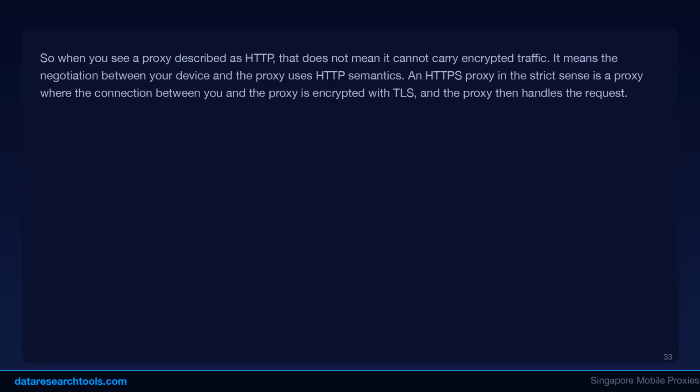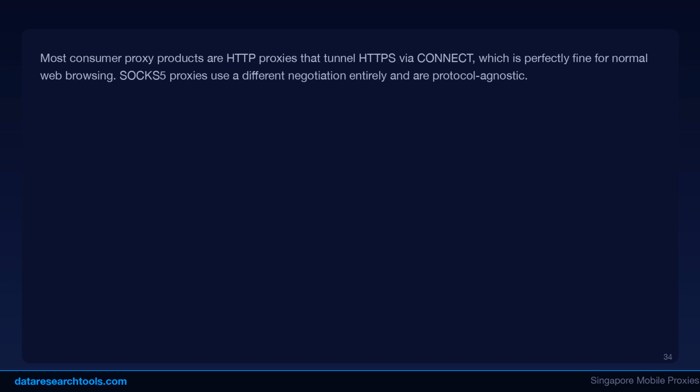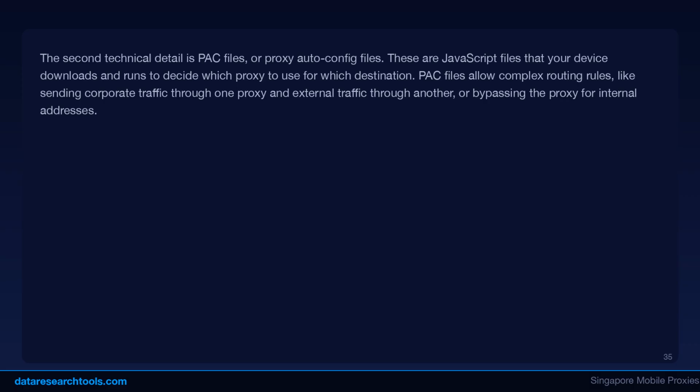Let me go deeper into some technical details that often confuse people. The first is the difference between an HTTP proxy and an HTTPS proxy. See? The naming is misleading. An HTTP proxy is a proxy that speaks the HTTP protocol for its instructions to the proxy server. It can still tunnel HTTPS traffic using a CONNECT method. So when you see a proxy described as HTTP, that does not mean it cannot carry encrypted traffic. It means the negotiation between your device and the proxy uses HTTP semantics.